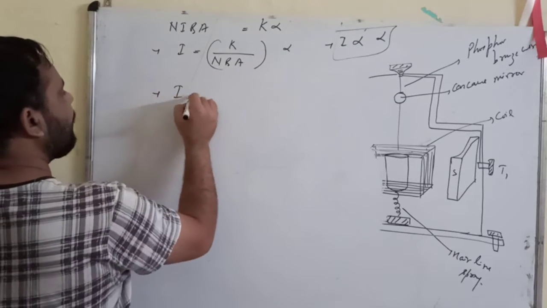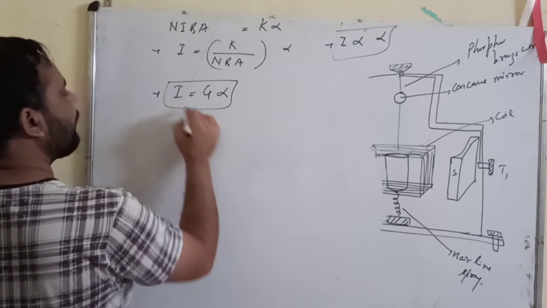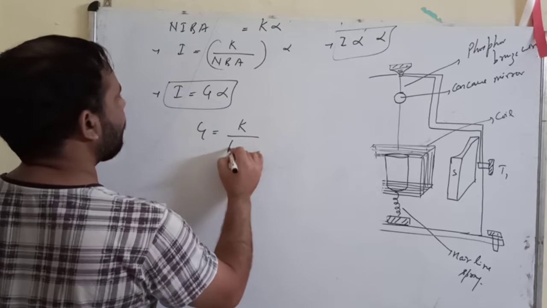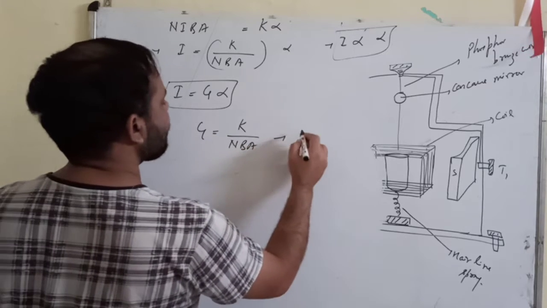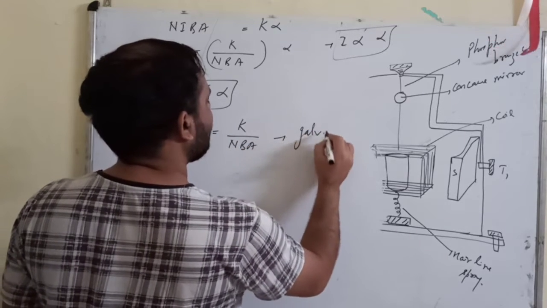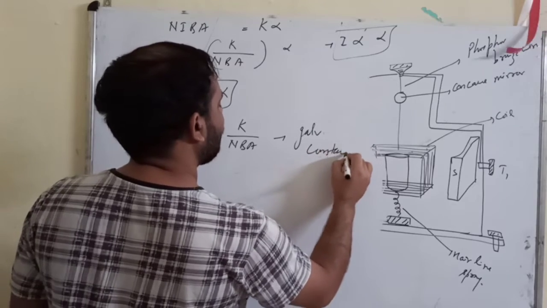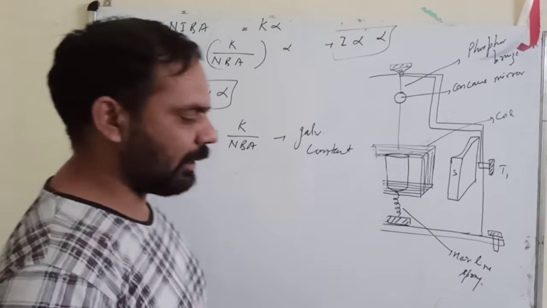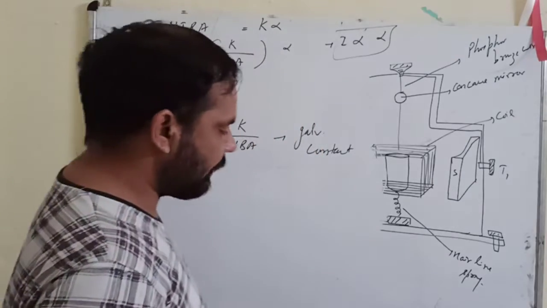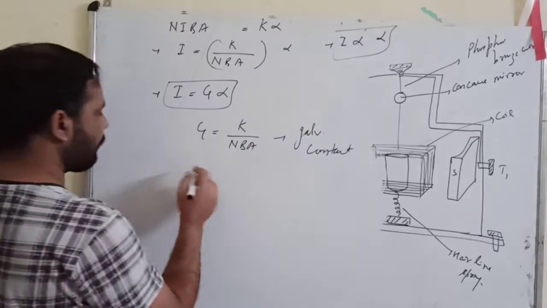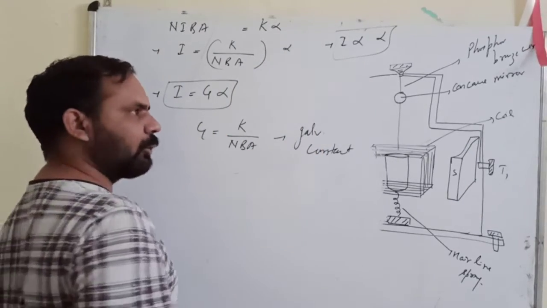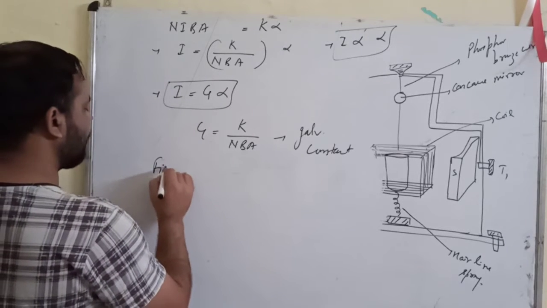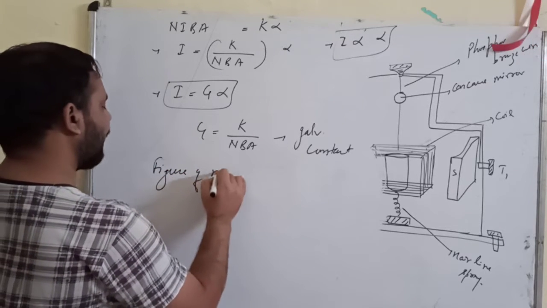And we write I equals G alpha, where G is equal to K upon NBA, called the galvanometer constant. This value is called the galvanometer constant, right? There are a few terms related to this galvanometer which we need to know. The first term is figure of merit.